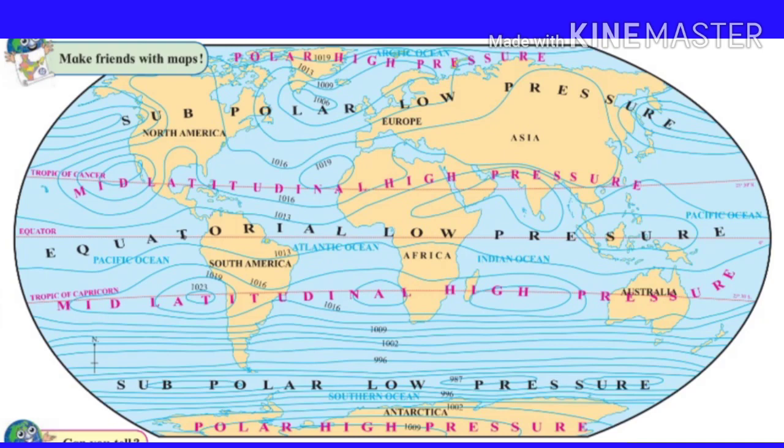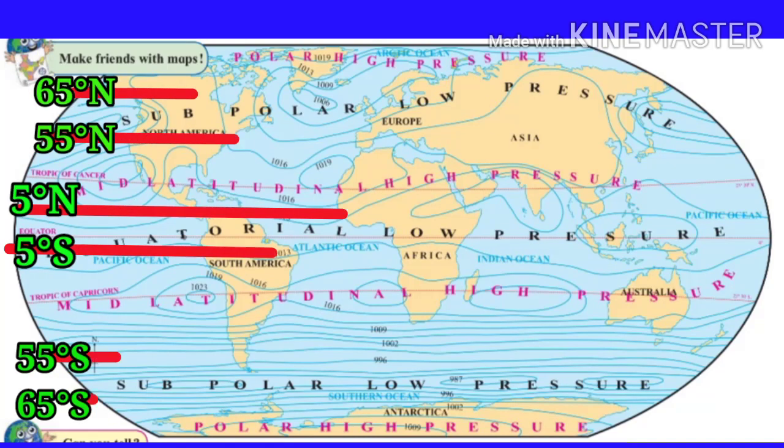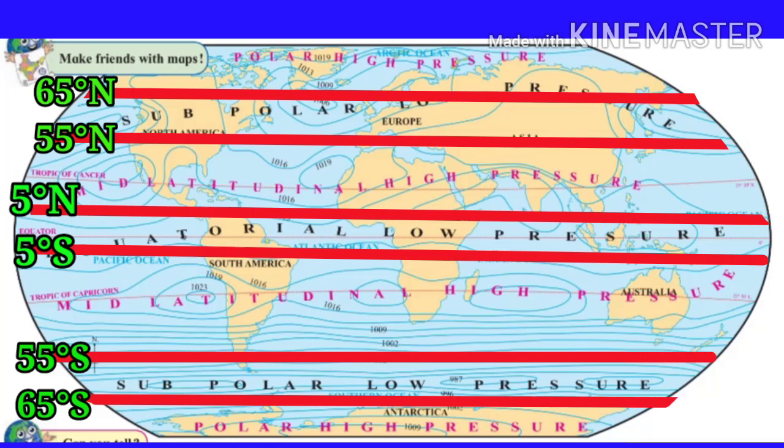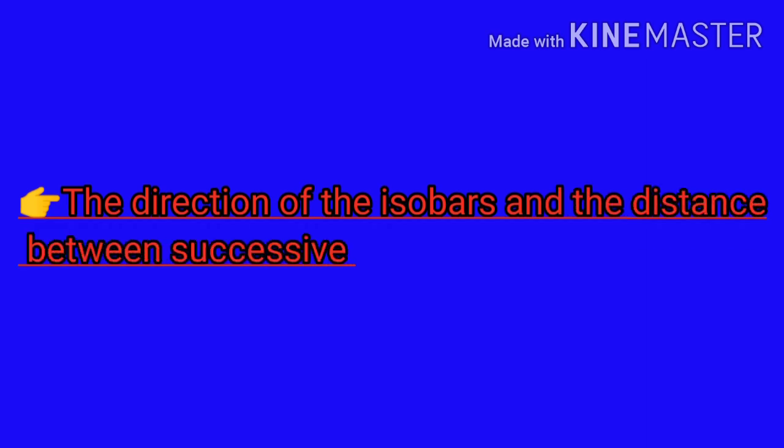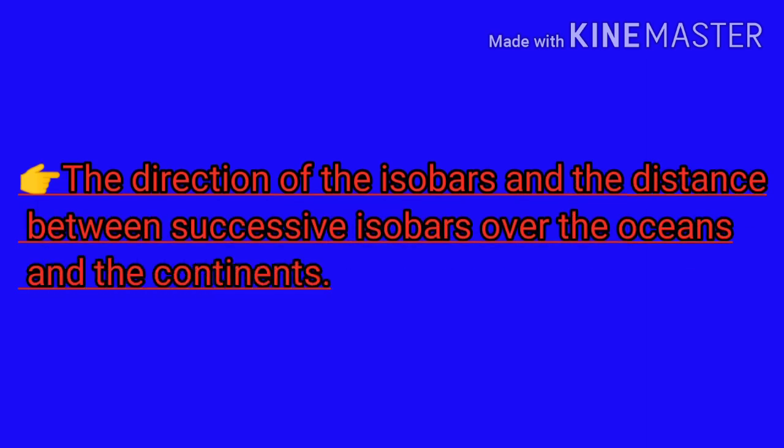The latitudinal position of low pressure belt is between 0 degree and 5 degree parallels and between 55 degree and 65 degree parallels in both the hemispheres. The direction of the isobars and the distance between successive isobars over the oceans and continents.